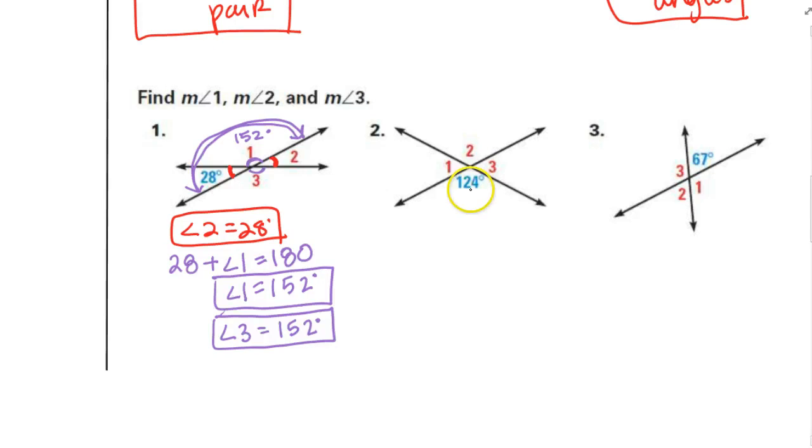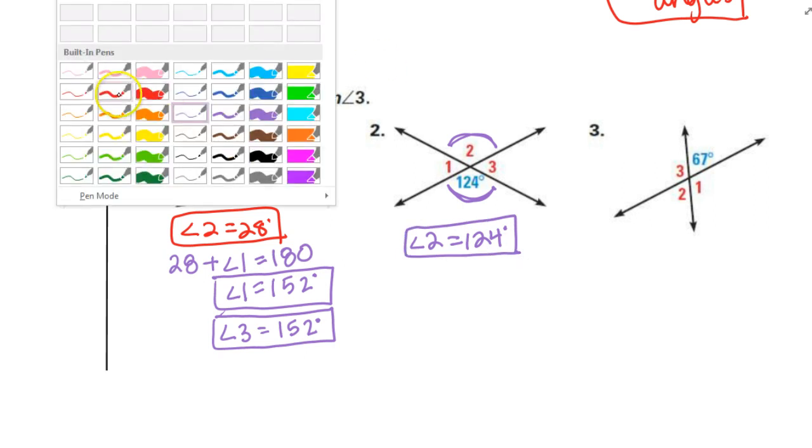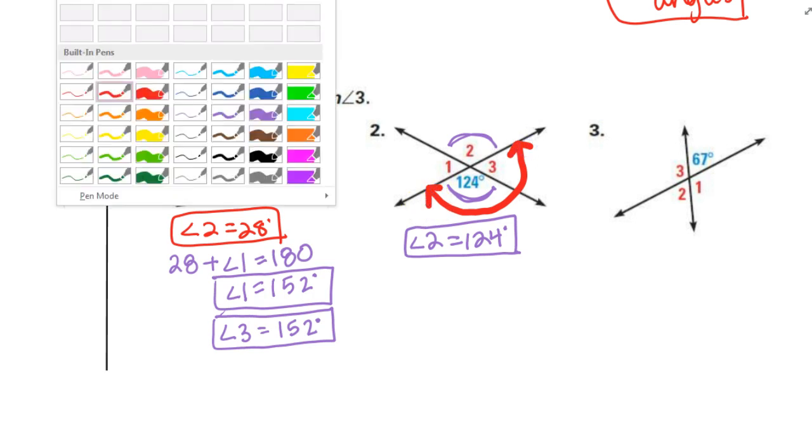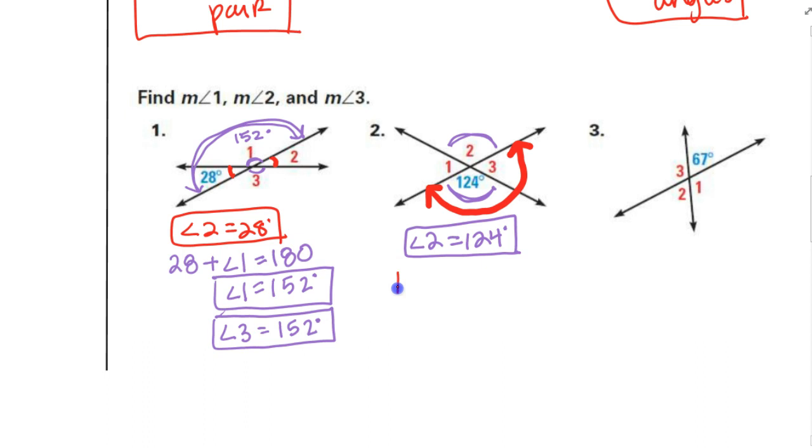Let's look at number 2. I'm going to attack the vertical angle first. So 124 and angle 2 are the same. So we're done with that one. Angle 2 is 124 degrees. Now let's look at the linear pair that's going on here. What about this and this from here to here? That's 180 degrees, correct? So we could say that 124 plus angle 3 equals 180 degrees. And if we subtract 124 from both sides, we end up getting 56 degrees for angle 3.